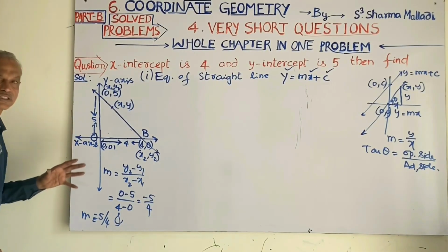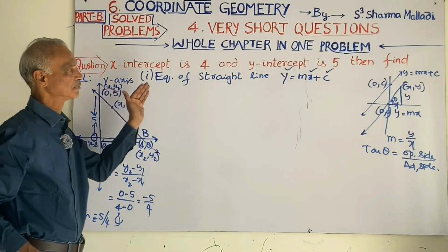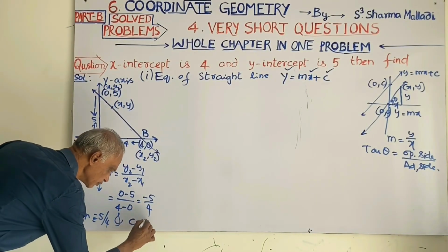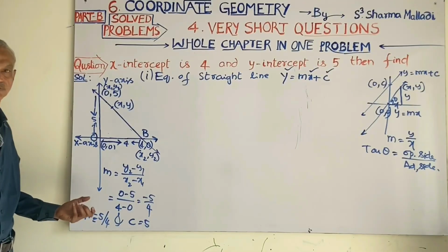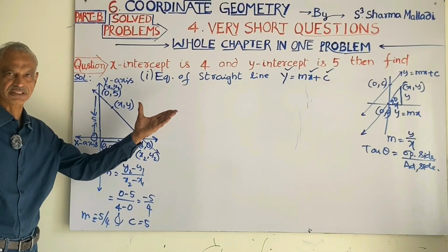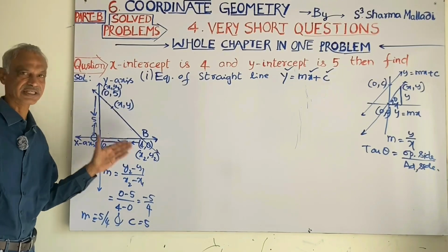And what is the y-intercept? Y-intercept will be 5. That is represented by c is equal to 5. Substitute the values of slope and y-intercept in the equation y is equal to mx plus c. You will get the equation of the straight line.